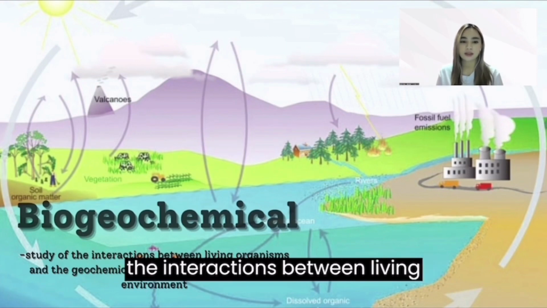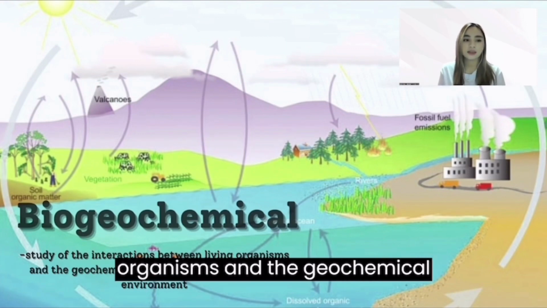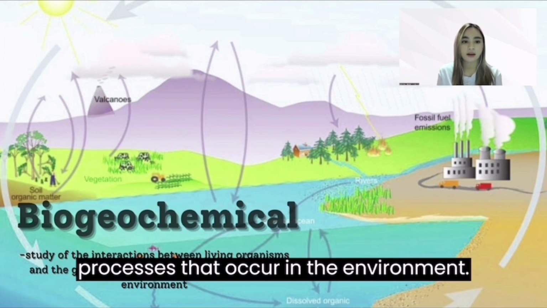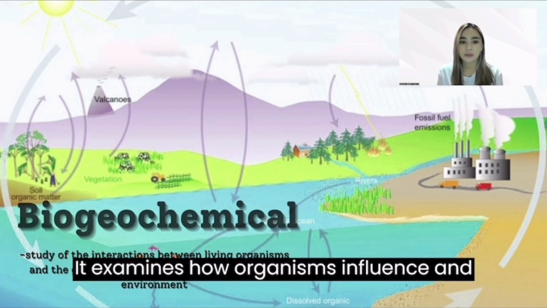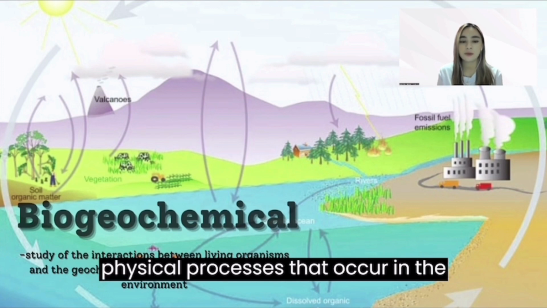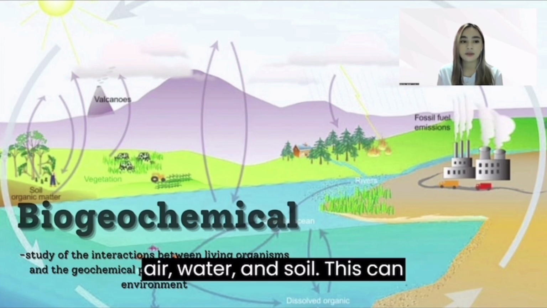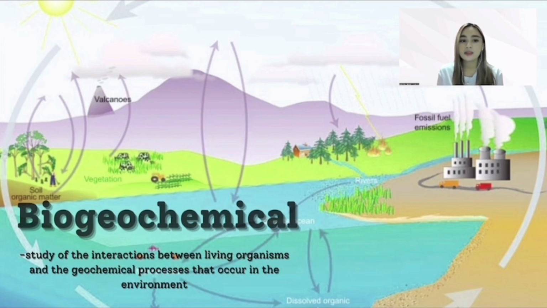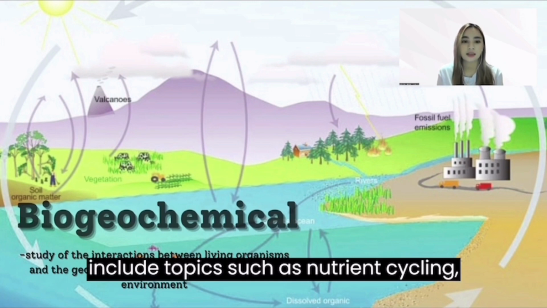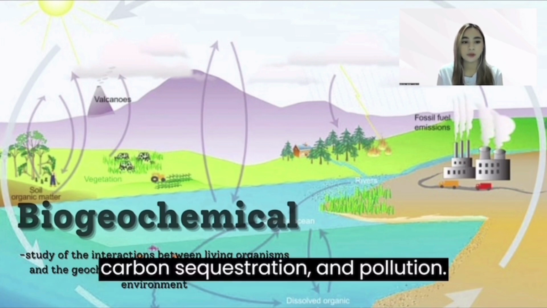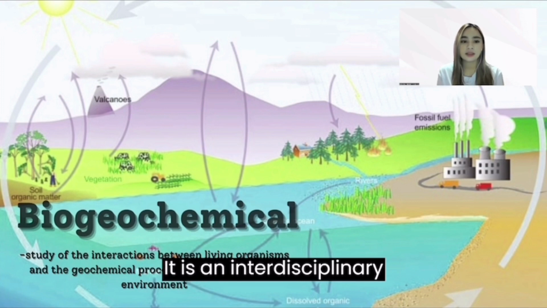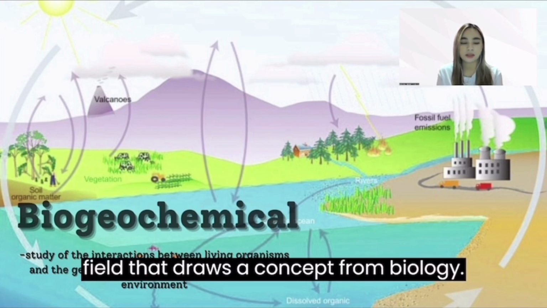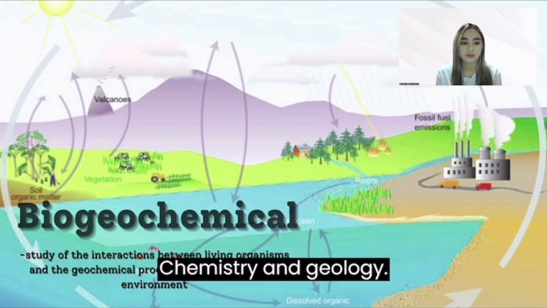Biogeochemistry refers to the study of the interactions between living organisms and the geochemical processes that occur in the environment. It examines how organisms influence and are influenced by the chemical and physical processes that occur in the air, water, and soil. This can include topics such as nutrient cycling, carbon sequestration, and pollution. It is an interdisciplinary field that draws on concepts from biology, chemistry, and geology.